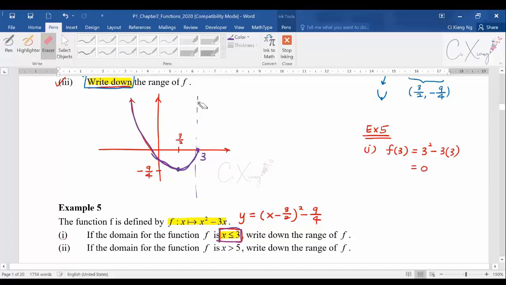Okay, so if now you have this kind of graph, how do you get the range? Again, the smallest value of the graph is still the same, which is -9/4, and your graph keeps on going up, right? So the range will be the whole part above the -9/4. Therefore, for part number 5, the range is still the same answer, which is y greater than or equal to -9/4.